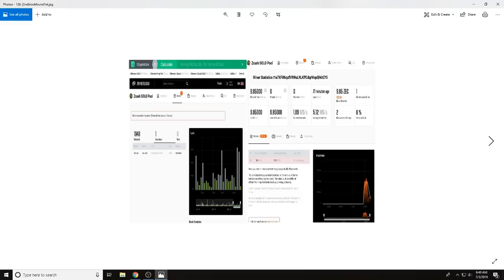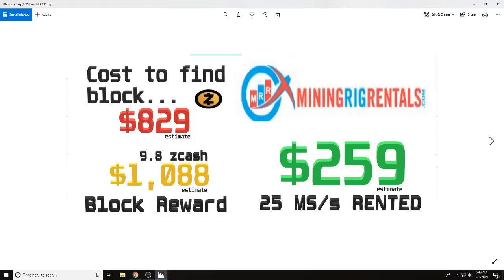Here you can see. Luck or not, time to find block was nowhere where we should have been, but the pool was ramped and it was ready to find one. You guys might think I'm crazy, but when a pool is ready to find a block, it's going to find one. Doesn't matter. So to find our second block, estimated cost was $829. That 9.8 Zcash reward after pool fees and such put us at $1,088 block reward estimate for $259 in the green on that one. We rented 25 million souls per second total, less than 6 hours.